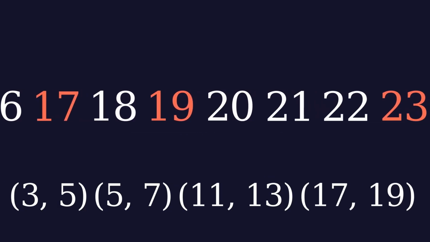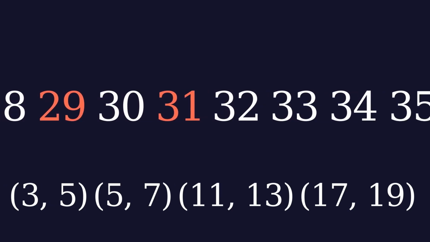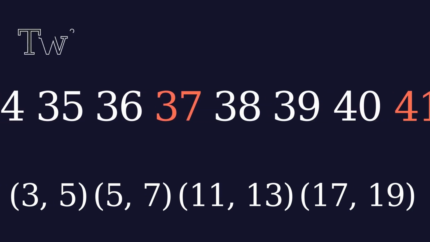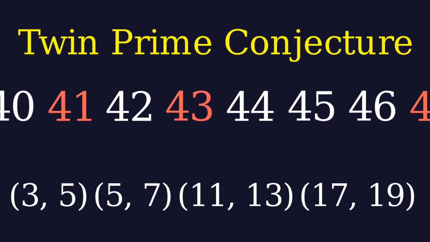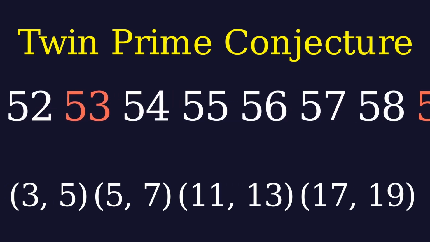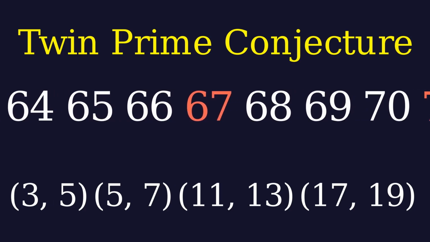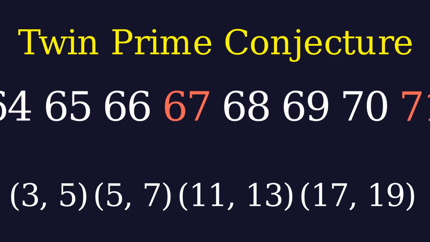There are infinitely many prime numbers, but it isn't known if there are infinitely many twin primes. This is called the twin prime conjecture, and it is one of the oldest and most famous unsolved problems in mathematics. Now that we have defined what twin primes are, let's see how we can measure their density.